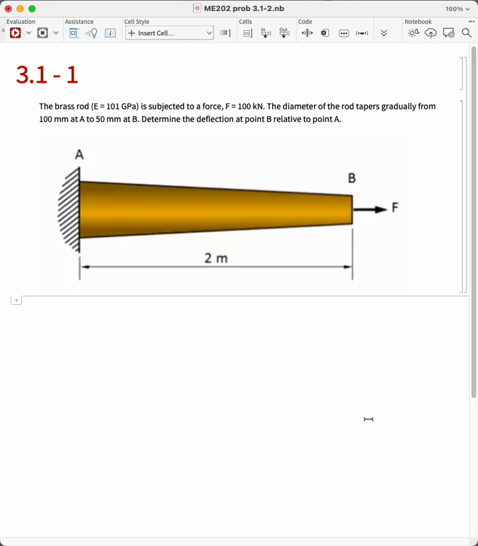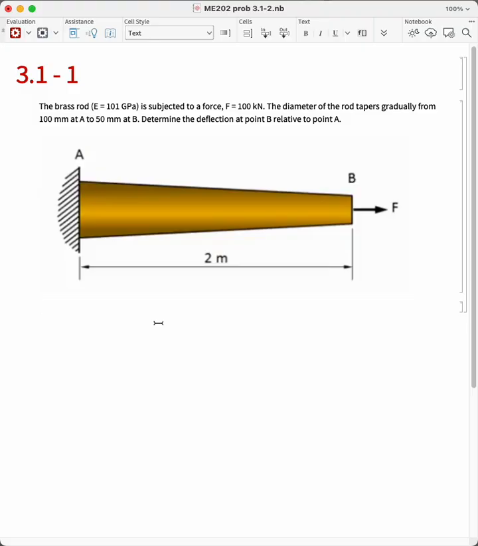Okay, so here we're doing the deflection of a member, the elongation of member AB. We're trying to find the deflection of point B relative to point A, but since A is fixed, that's just the elongation of this member right here. Since it's tapered, we actually can't use the simple formula for elongation. So we're going to have to go back to our integral form.